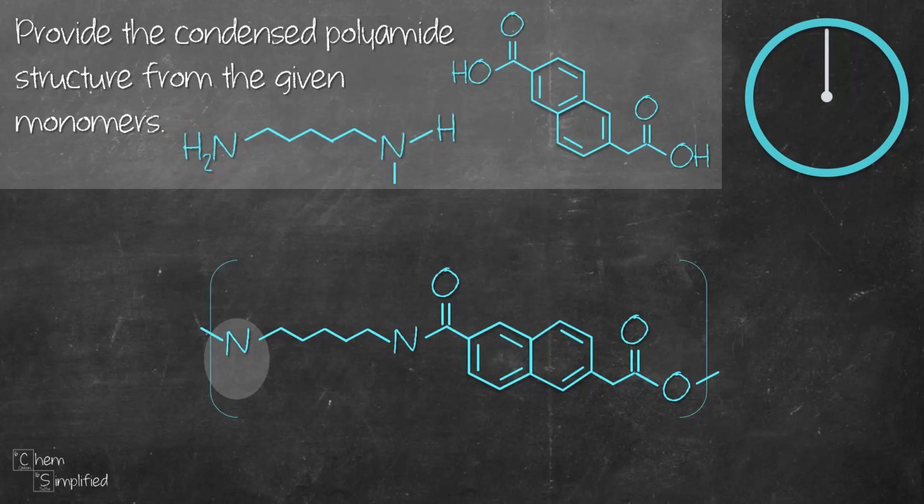The next error is here. There should be a CH3 group connected to the second amino group. Notice that line that comes out from the given monomer. That line is actually indicating a substituent, which is the methyl group, CH3 connected to that nitrogen.